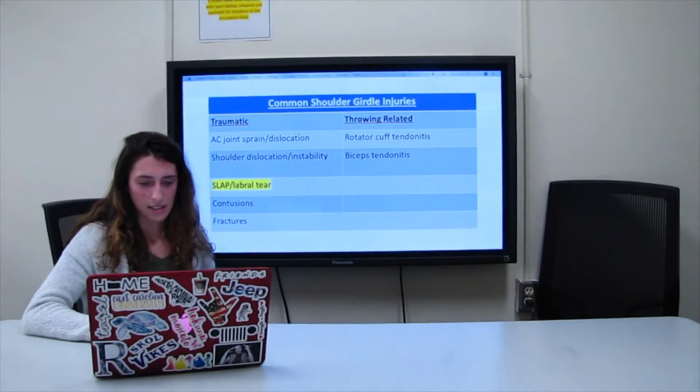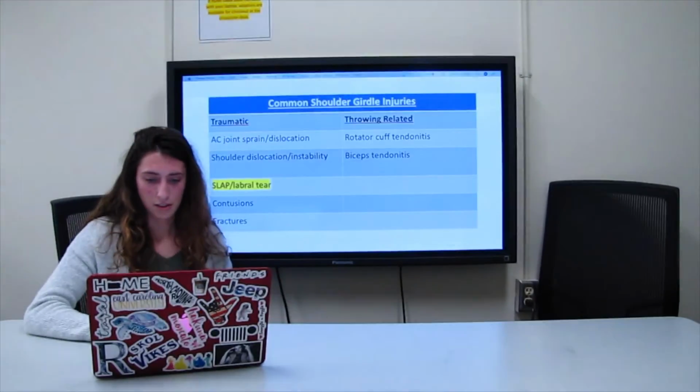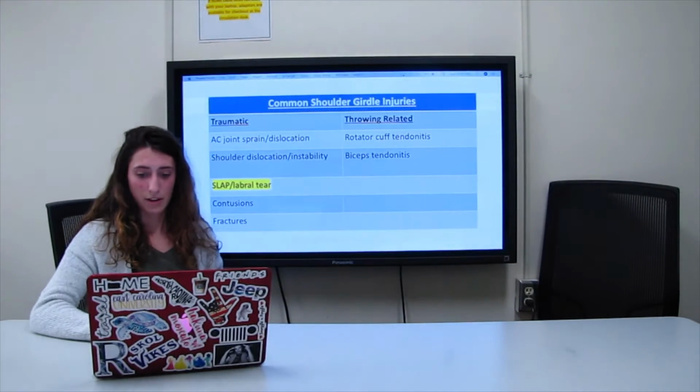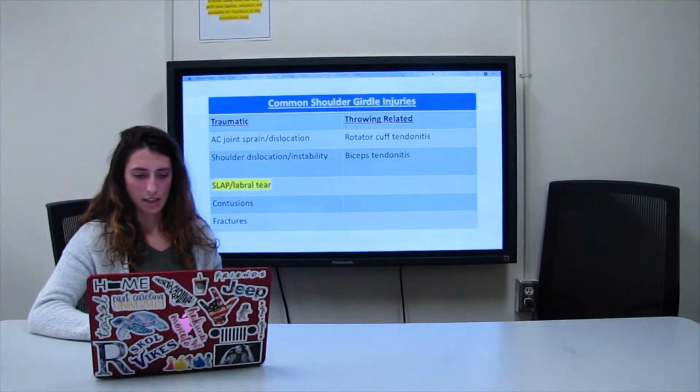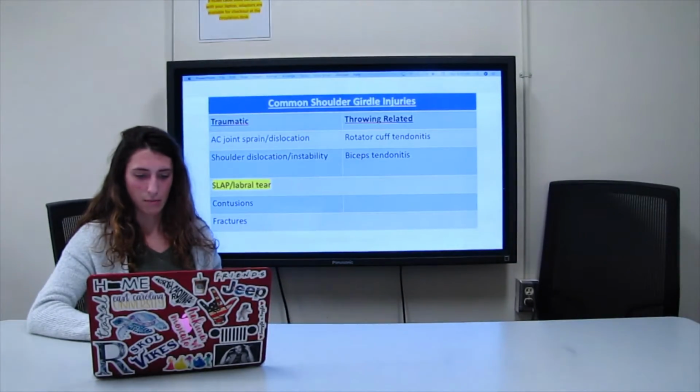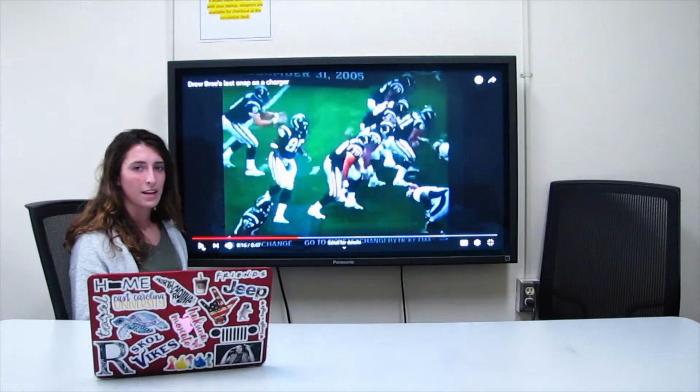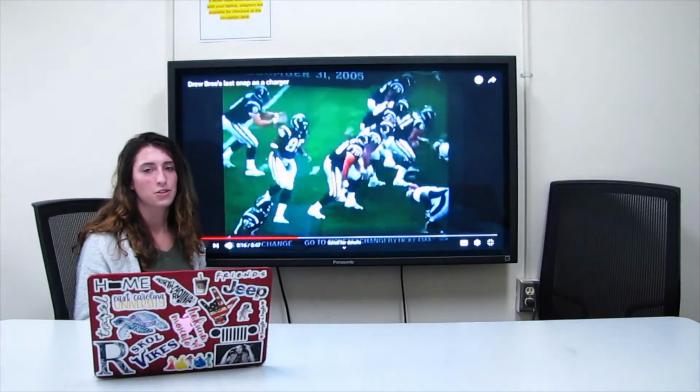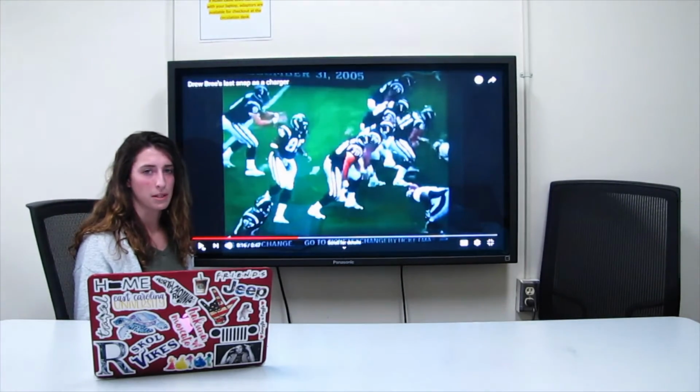Next, we have SLAP or labrum tears. The term SLAP stands for superior labrum anterior and posterior. In a SLAP injury, the superior part of the labrum is injured. This is also the top area where the bicep tendon attaches to the labrum. A SLAP tear occurs both in the anterior and the posterior of the attachment point. The bicep tendon can be involved in the injury as well. Here is Drew Brees' last snap as a Charger in which a SLAP injury occurred.